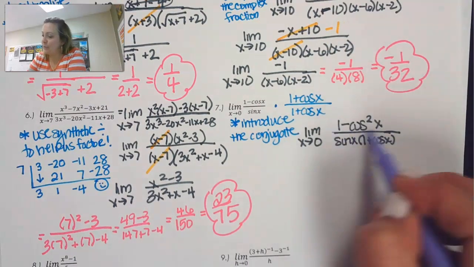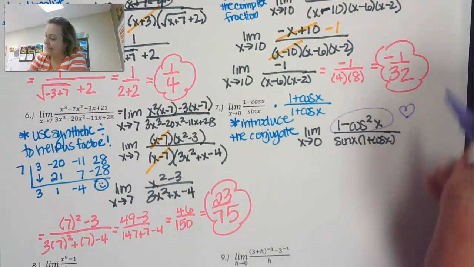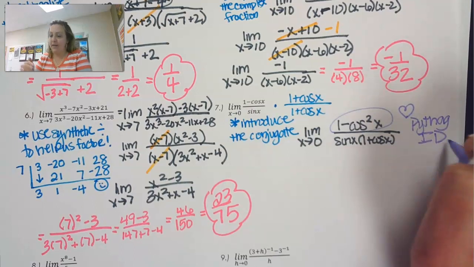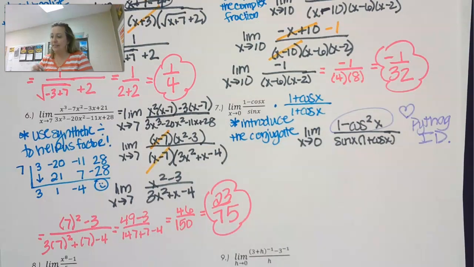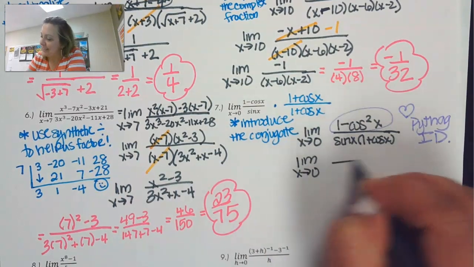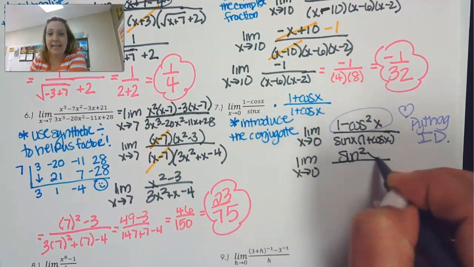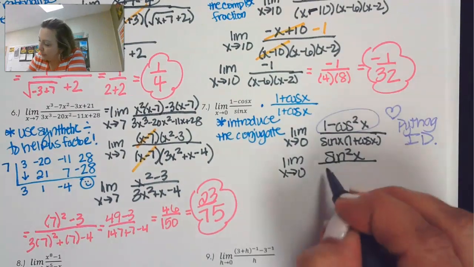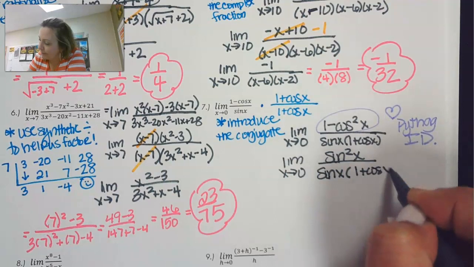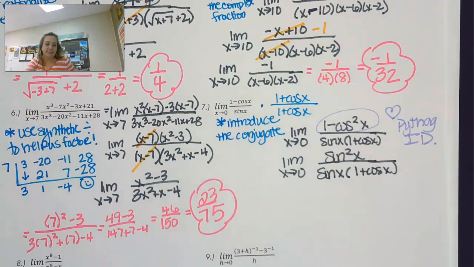You guys, this is one of our very favorite Pythagorean identities, isn't it? How could we rewrite 1 minus cosine squared x? Hopefully, we remember that that's going to be the same as sine squared x. So we can rewrite that as sine squared x over sine of x times 1 plus cosine of x. And how does that help?